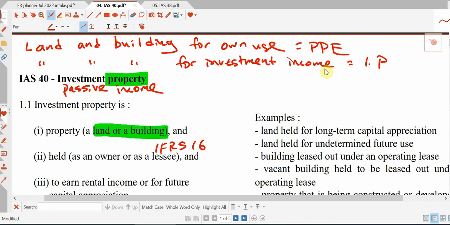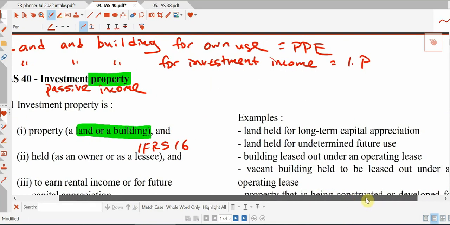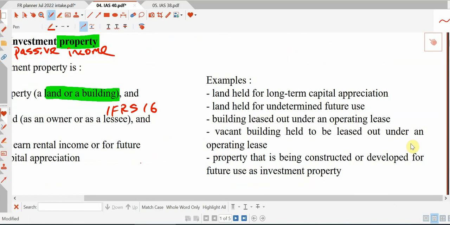All right, now if you look at the right side here, we've got examples, even by the accounting standard, the five examples, and these five are used quite commonly in the exam for the examiner's question. The first one, land held for long-term capital appreciation. Now, building can actually achieve this purpose, but it's not given as an example, but it can do the same thing. You buy building and hold it for long term, so that next time the value is good, you sell, you get capital gain. But land is actually more common.